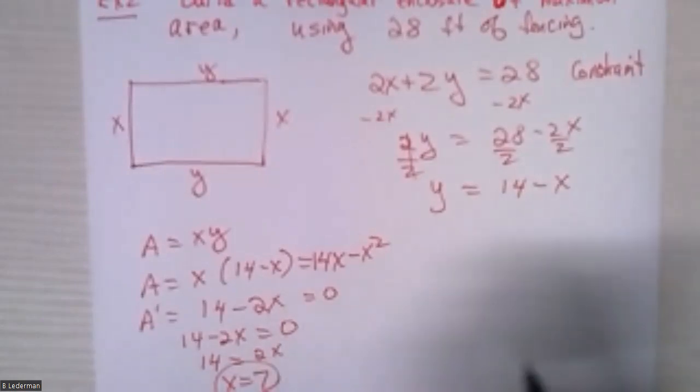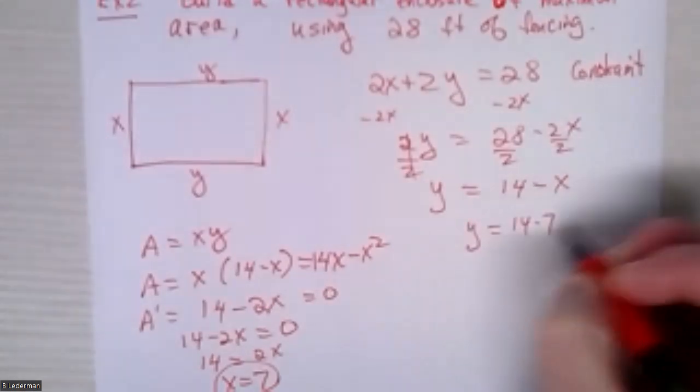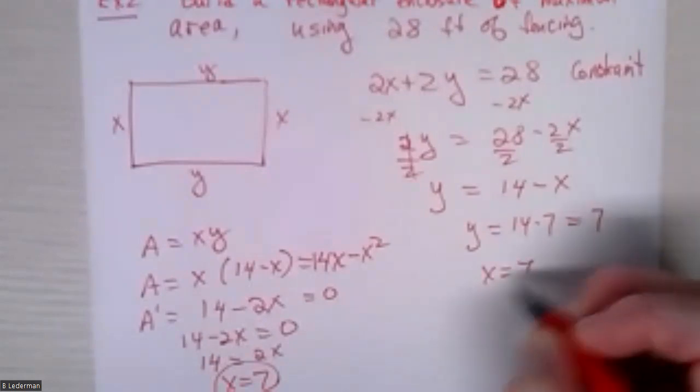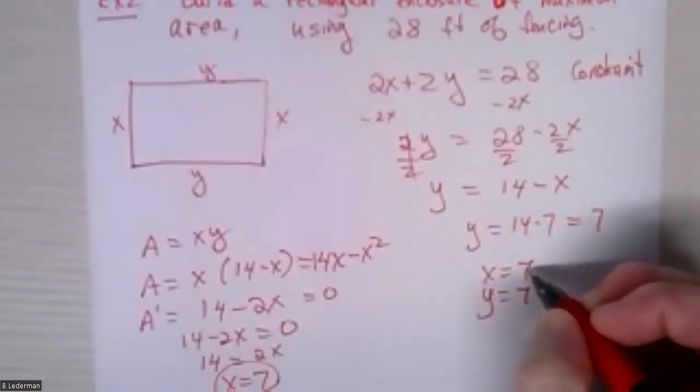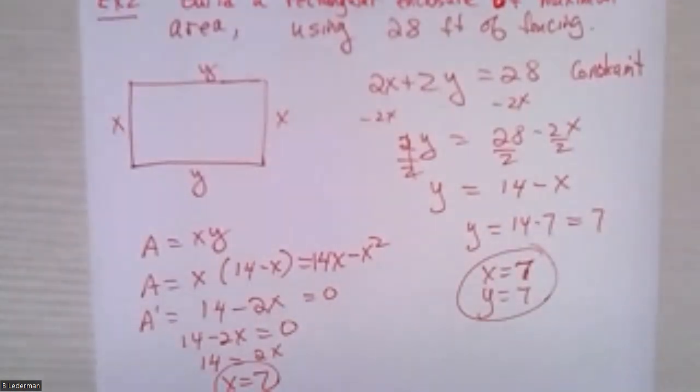Now, if x equals 7, and y is equal to 14 minus 7, so y equals 7. Look at that. We have a square. So it turns out that that just is the most efficient thing. I guess nature likes a square. If I have a given perimeter and I want to maximize the area, I use a square. If I have a given area and I want to minimize the perimeter, I make it a square. I always found that cool, the way that works out.